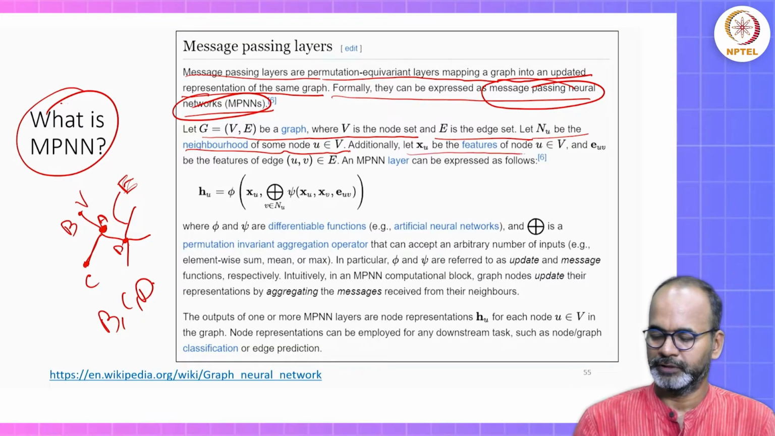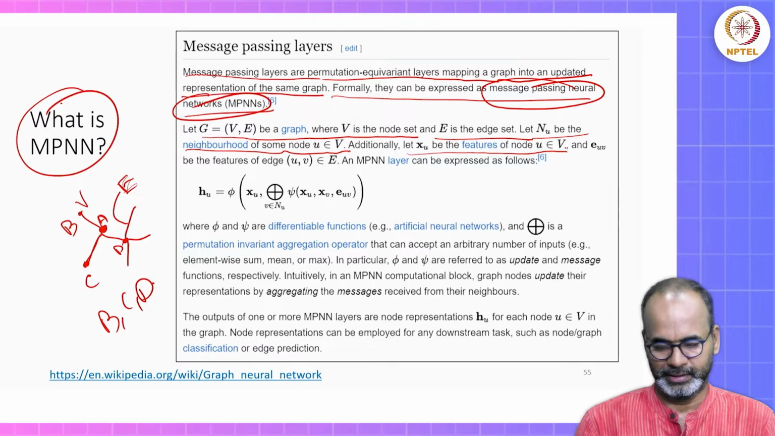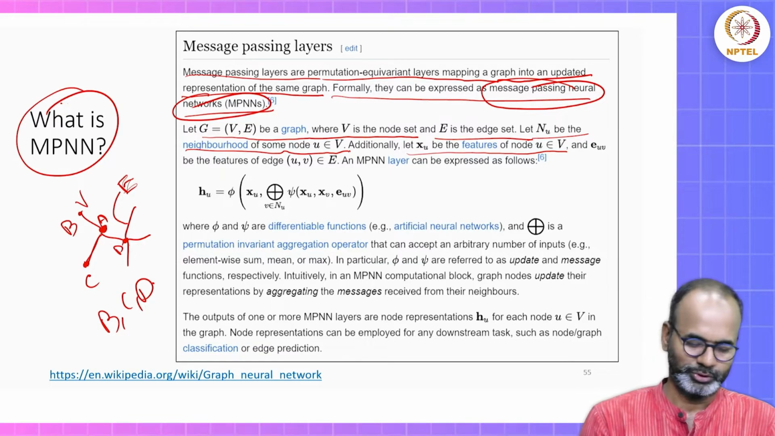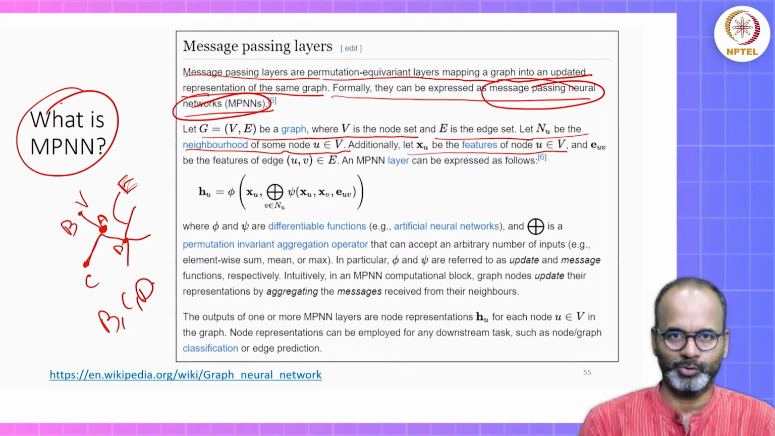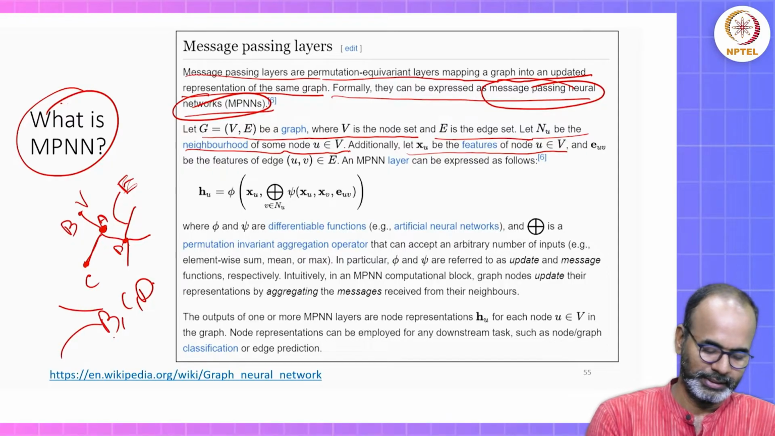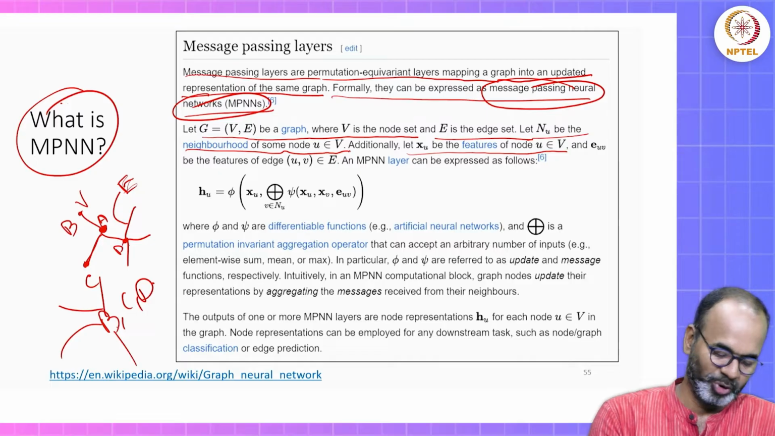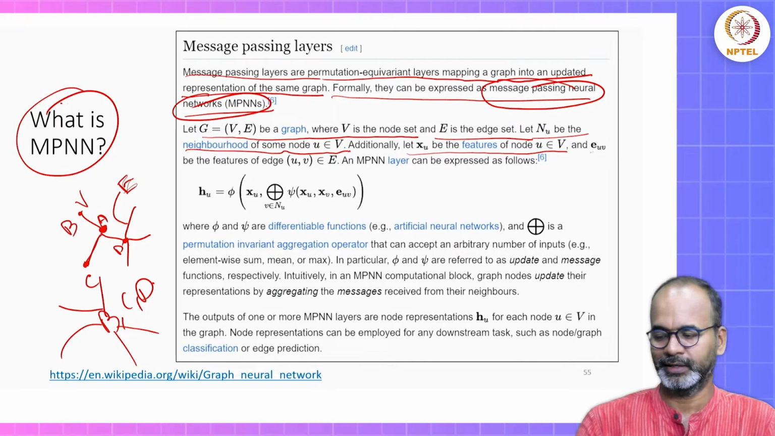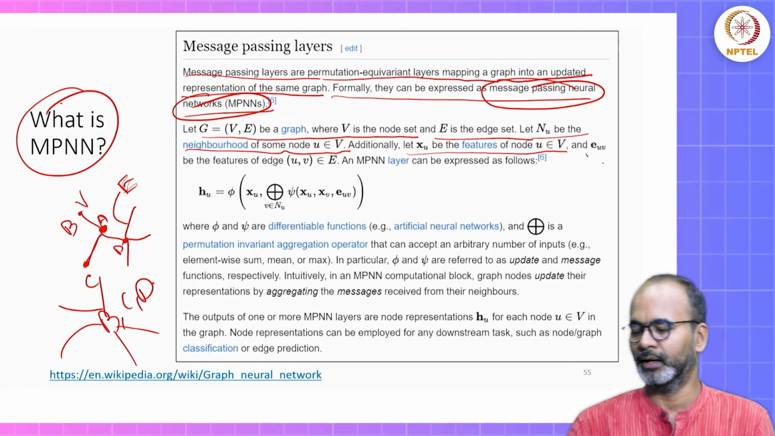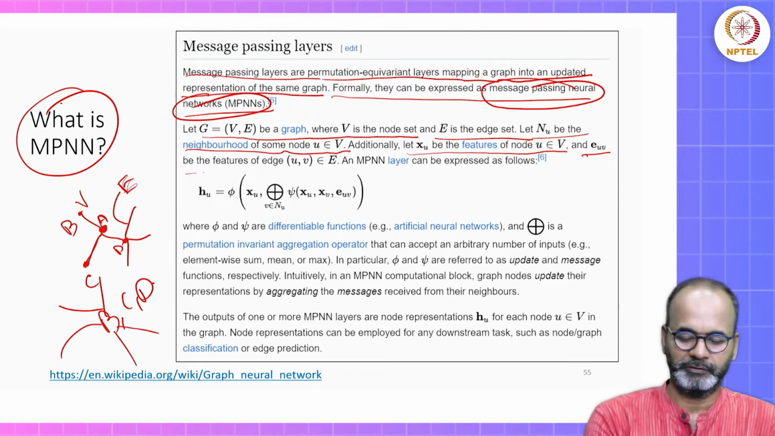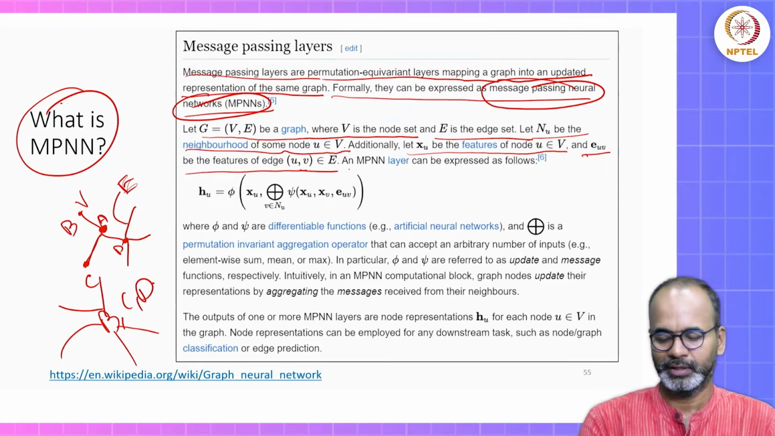Let x_u be the features of the node u. So then features also, right? You want to know that, oh, height, weight, color, college, courses that they have taken, all of that. And let e_uv be the features of the edges uv.